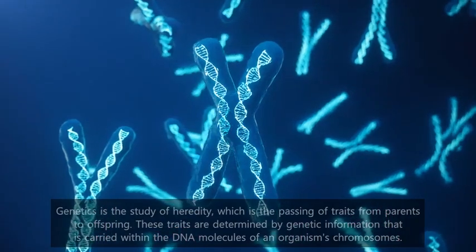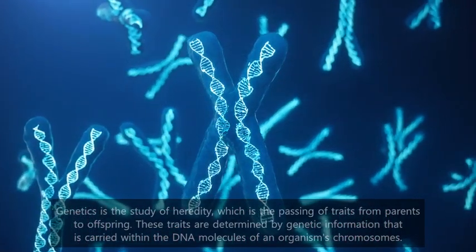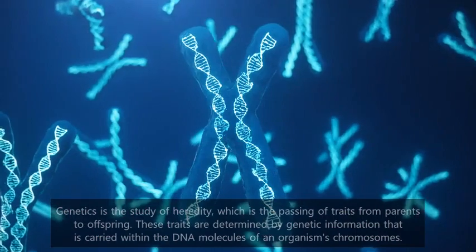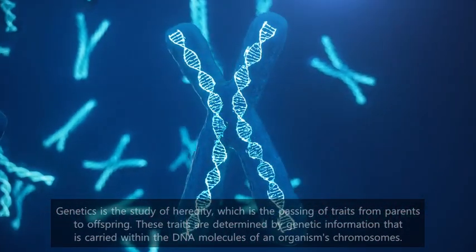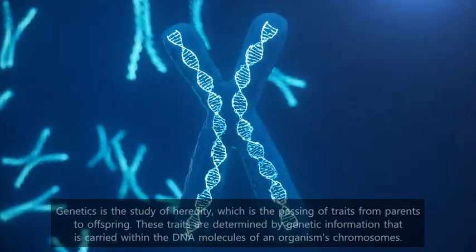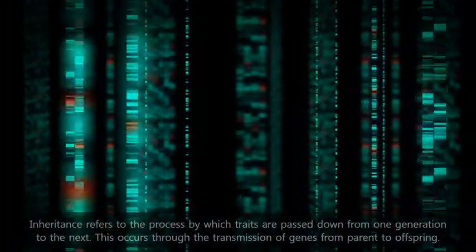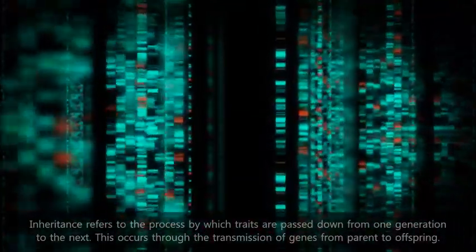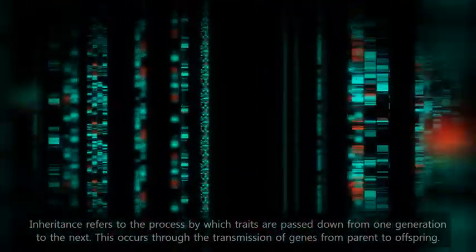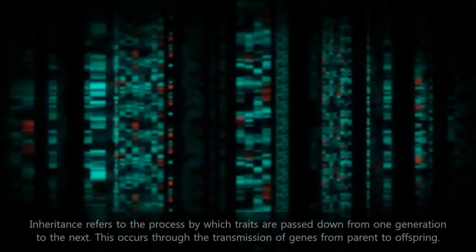Genetics is the study of heredity, which is the passing of traits from parents to offspring. These traits are determined by genetic information that is carried within the DNA molecules of an organism's chromosomes. Inheritance refers to the process by which traits are passed down from one generation to the next. This occurs through the transmission of genes from parent to offspring.